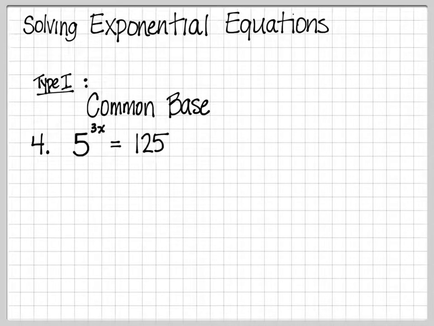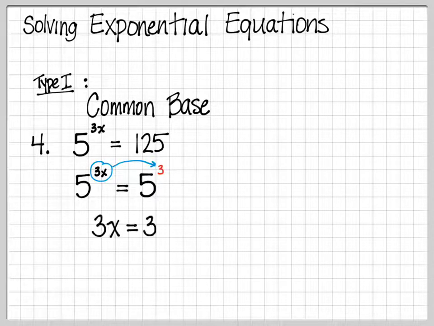In problem number 4, we have 5 to the 3x equals 125. We notice that 125 is 5 to the 3rd, so we rewrite it. We have the same base on both left and right, so 3x equals 3. Divide both sides by 3 and x equals 1.